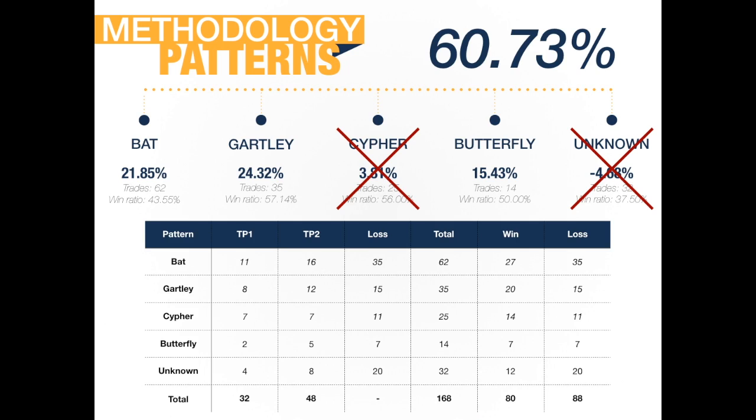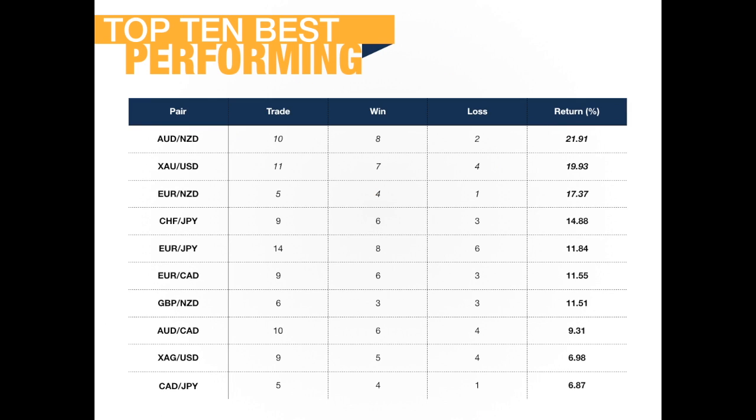Having said that, we also rank our top 10 best performing pairs, and this is the list itself. The top of it is Aussie Kiwi, having generated 10 trades last year, returning 21.91%. And the last in the list is Canadian Yen, giving you a 6.87% return.